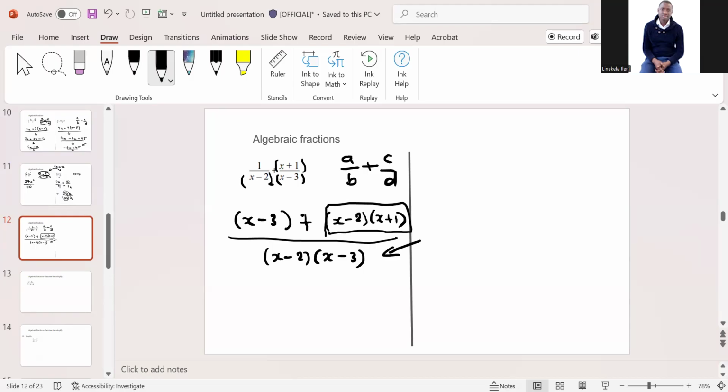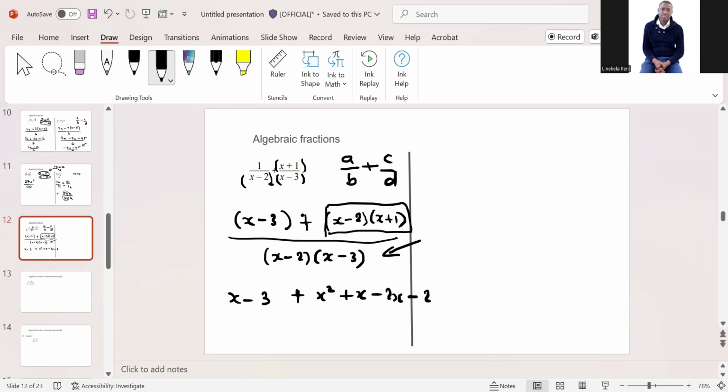So that will be x times x, which will give me literally x squared. And then x times 1, which will basically just give me x. And then negative 2 times x will give me negative 2x. Then negative 2 times 1 will literally give me negative 2. And I still have the other x minus 3.